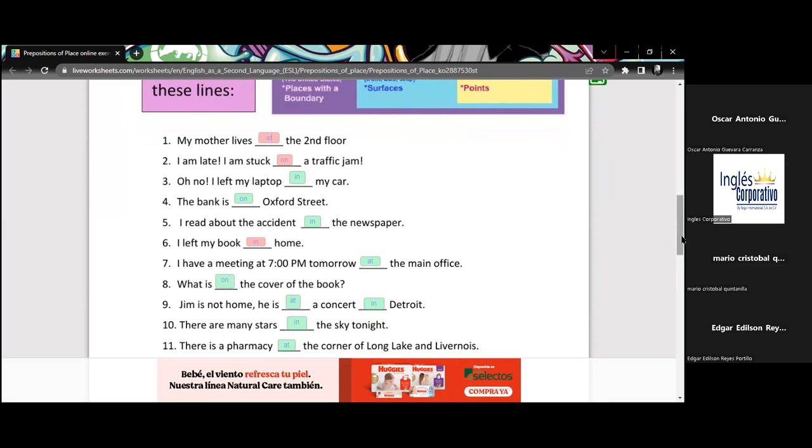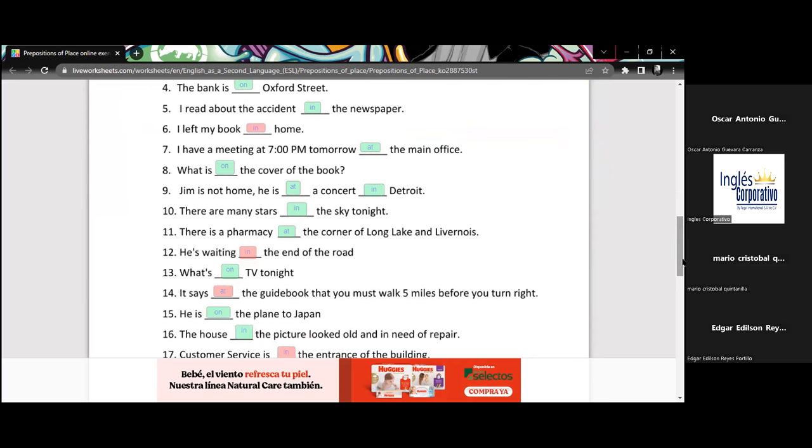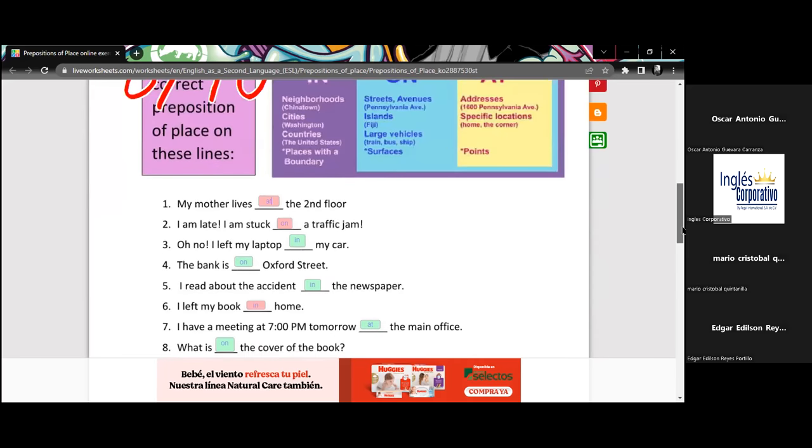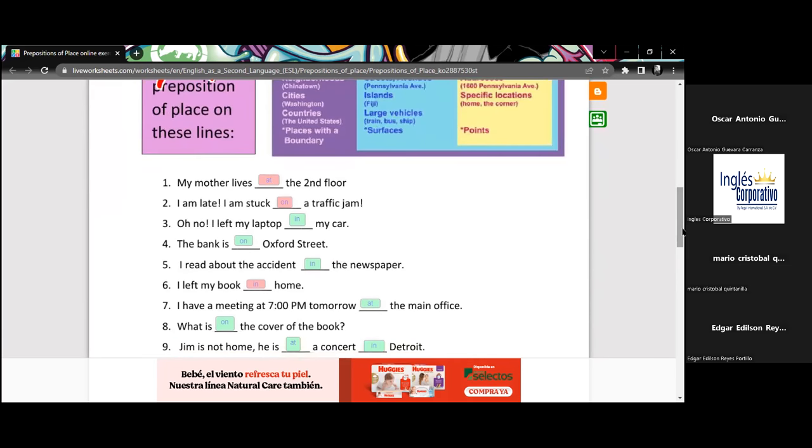Vamos a ver. Entonces, la primera era on. ¿Cuál es la otra? ¿Salió ahí que hay que corregir? La segunda. I'm strong in a traffic jam. On. No, pero ahí está on. Es in the traffic. In the traffic.